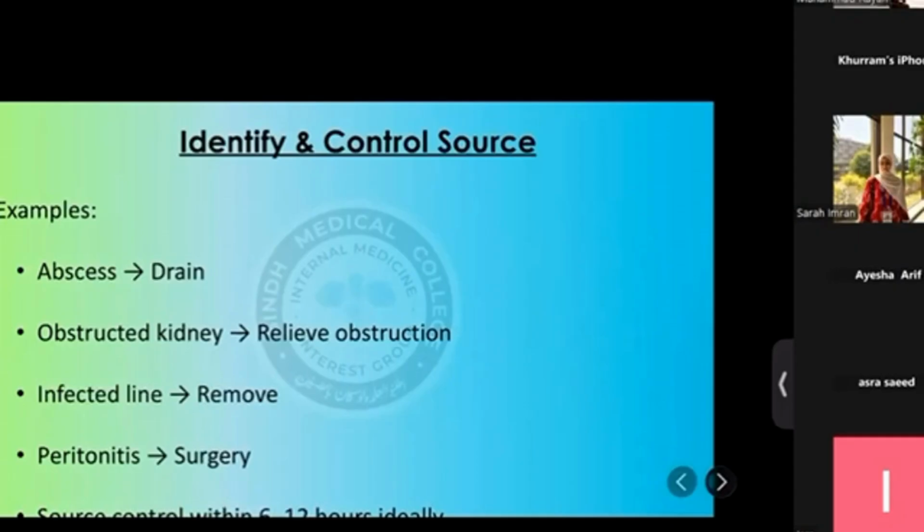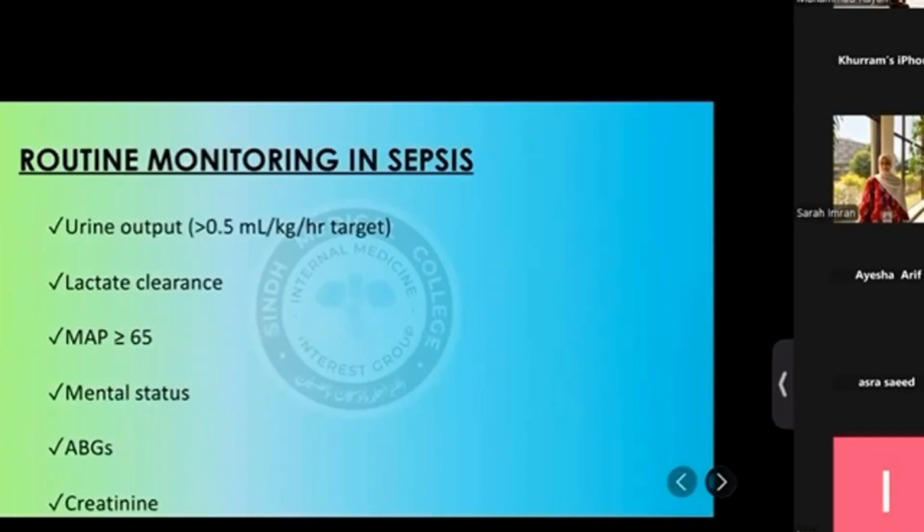So source control has to be done ideally once you have admitted the patient to ICU, and if you find any of these, you have to treat them within the next 6 to 12 hours, because making it late will give time for sepsis to increase. Routine monitoring, as we talked about earlier: urine output is very important. Adequate urine output will eventually tell us that the patient is coming out of hypotension. That should be greater than 0.5 ml per kg per hour as a target.